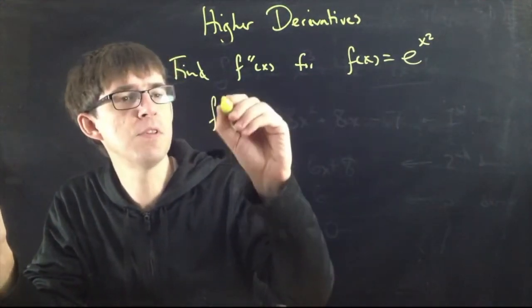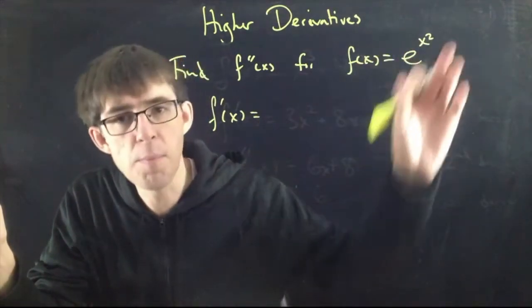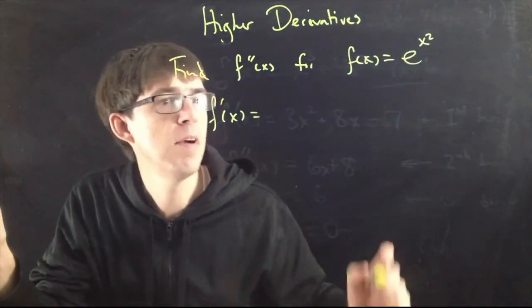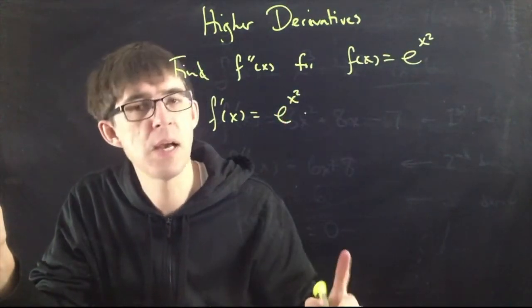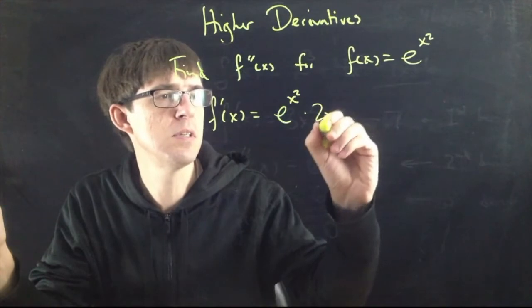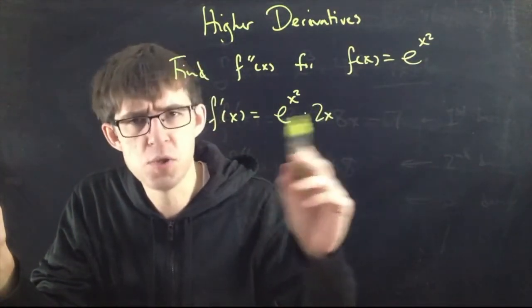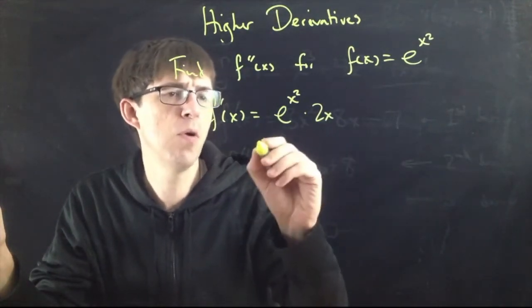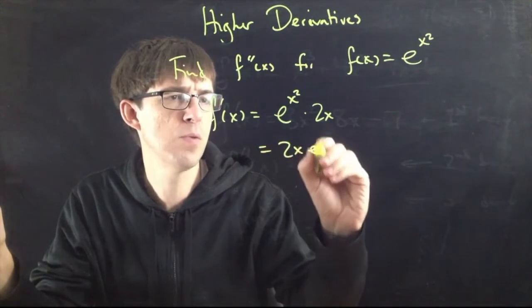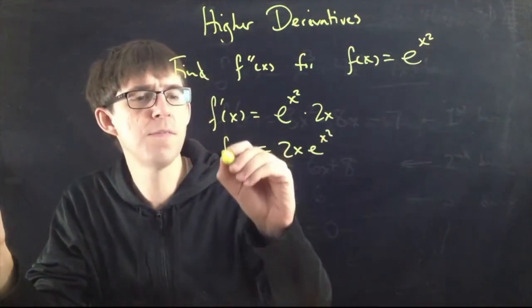So first, f prime of x is, what do you do with this? It is e to some power. So the derivative of e to some power is e to the same power again, times, because of chain rule, the derivative of the inside, which is 2x. It's usually a good idea to simplify this before you try to take the derivative again. Ordinarily I would write this in this order, but it doesn't matter. 2x times e to the x squared. All right, that's the first derivative.